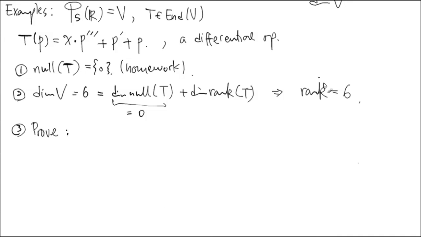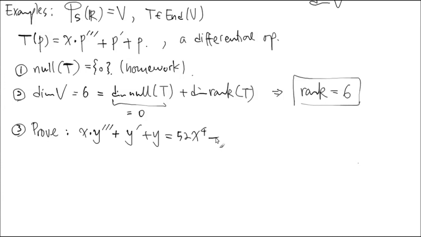So the meaning of the rank being 6 here is used in the following problem. But the following problem doesn't seem like anything to do with that analysis in here. So here's an interesting part. X times y triple prime plus y prime plus y equals 52 times x to the 4th plus x squared plus 1 is a well-known differential equation.